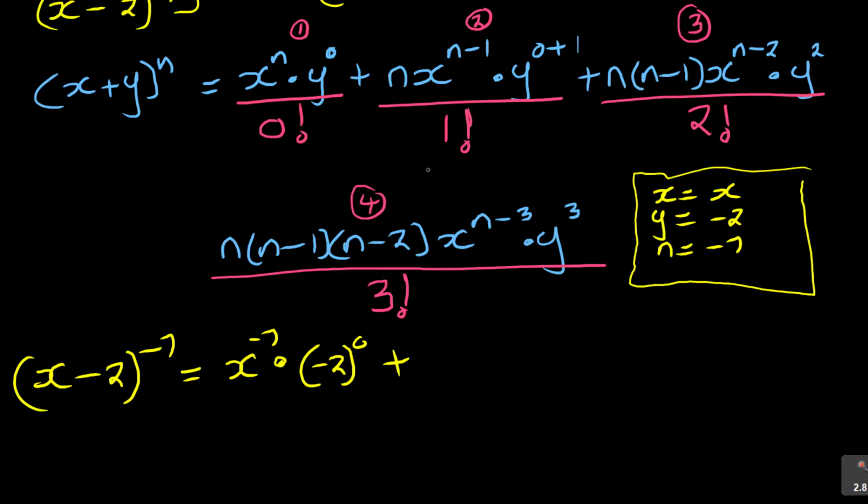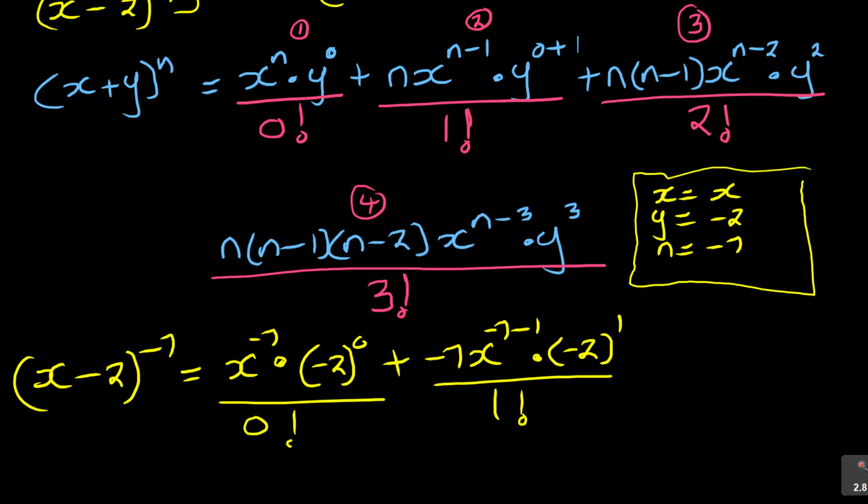Okay. Plus, we continue, we drop. Remember now, that's why we started dropping. We drop the negative 7, and then you say x to the power of what? Negative 7, negative 1. Times y, which is negative 2, to the power of 0 plus 1, which is 1, divided by 1 factorial. Let's not forget 0 factorial.